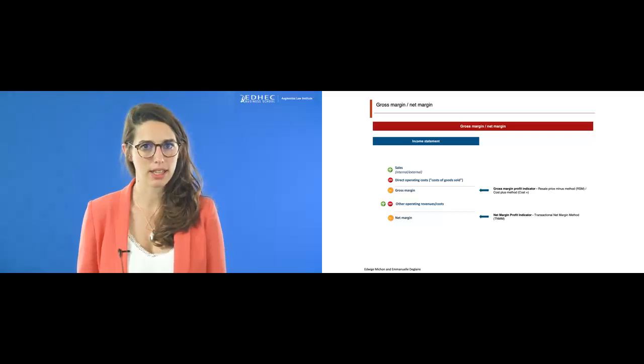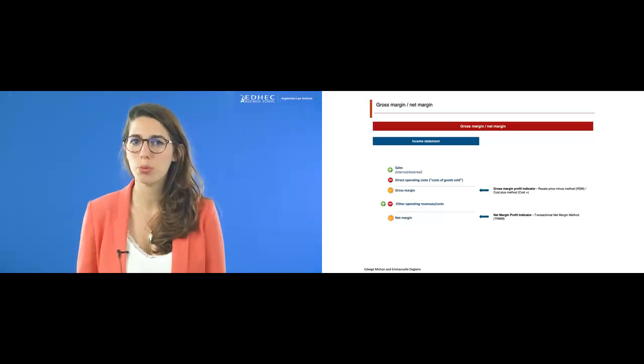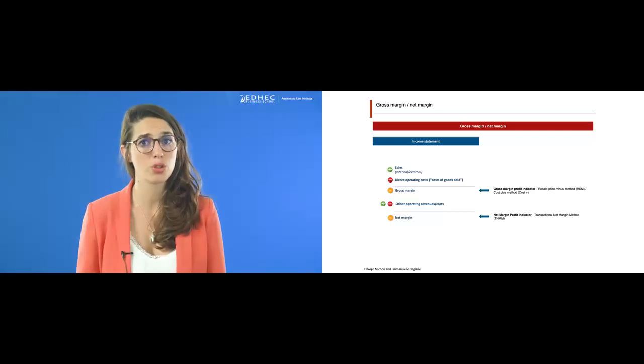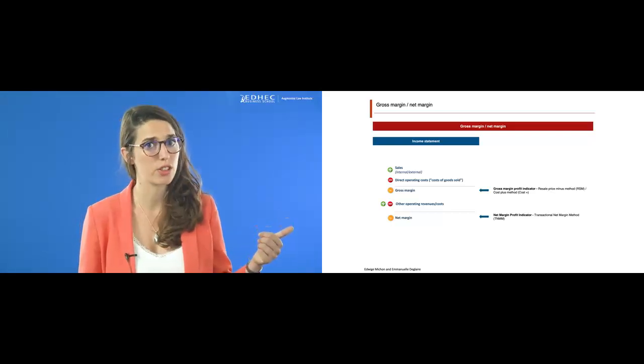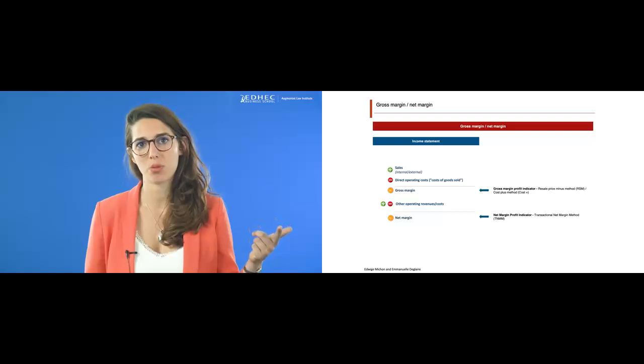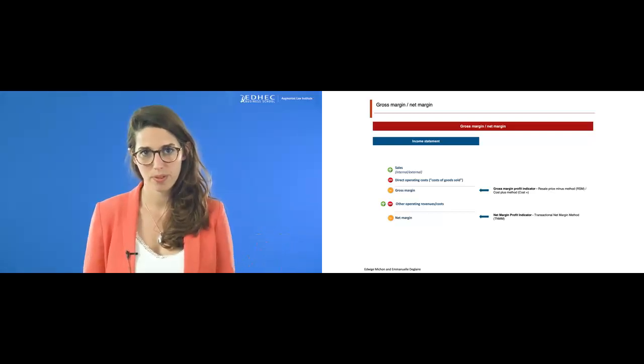As detailed in the slide, the gross margin is used for both the resale price minus method and the cost plus method. Regarding the net margin, it is used for the transactional net margin method, which can be used either with a net cost plus profit level indicator or a net operating margin profit level indicator. Here ends this session about the 5 different methods recommended by the OECD to identify a transfer price that respects the arm's length principle.